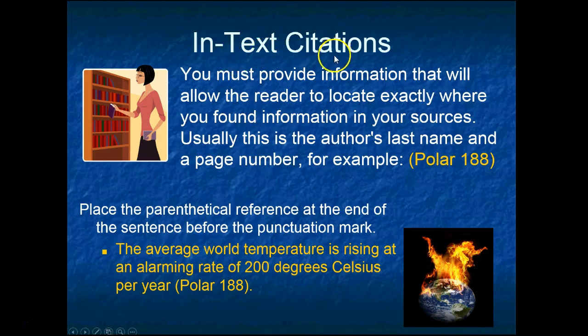For the in-text citation, which I've already talked about, usually you give the author's last name and a page number. For example, Polar would be the author and then page 188. This is called a parenthetical reference, Polar 188. Most of the time you will use the author and the page number. However, in a few minutes we're going to see examples of different ways of doing it.